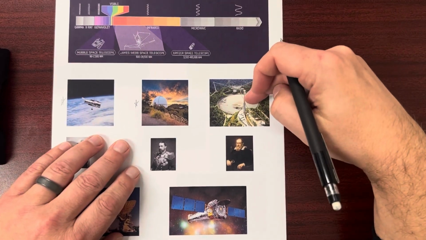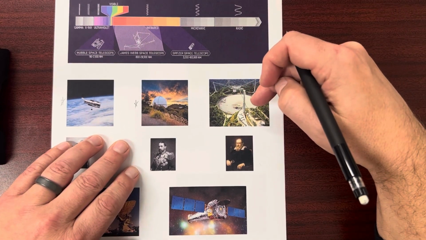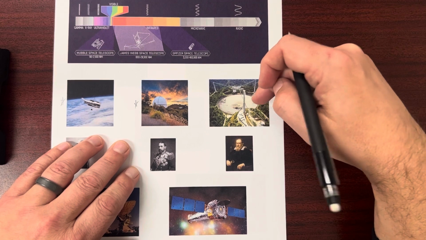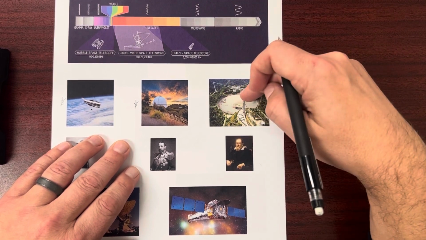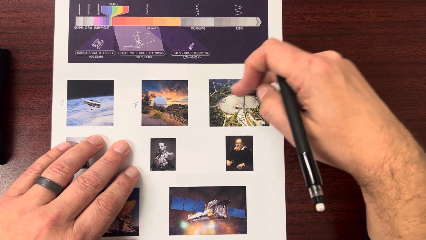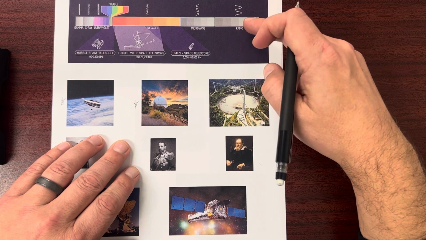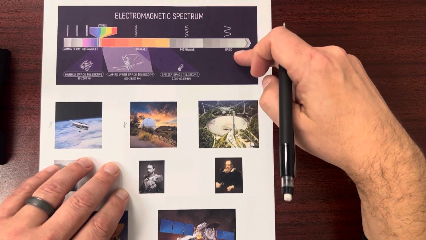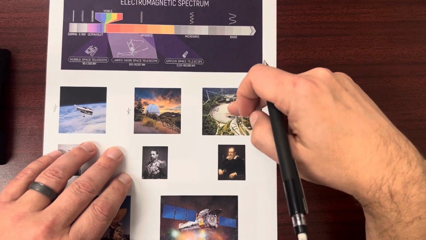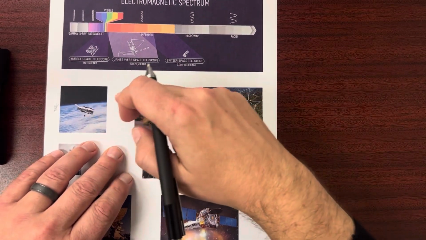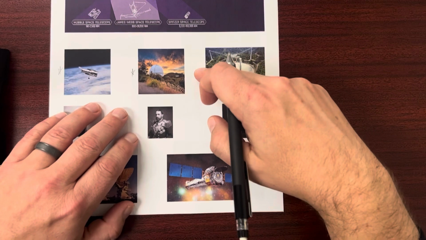Now this last one, this is still considered a telescope, but what this is going to be reading, or it used to anyways, was radio waves. So we're not going to mark this one. This is not one of the ones that is the visible part of the spectrum.